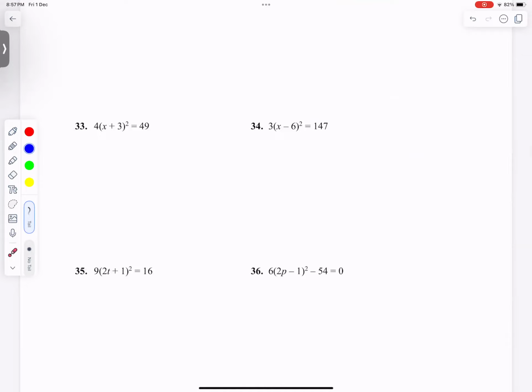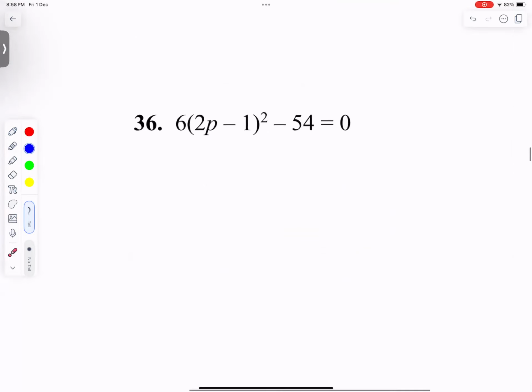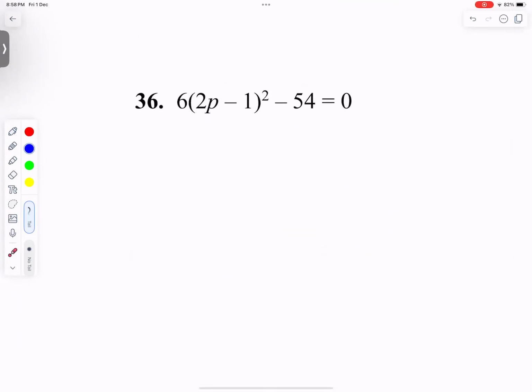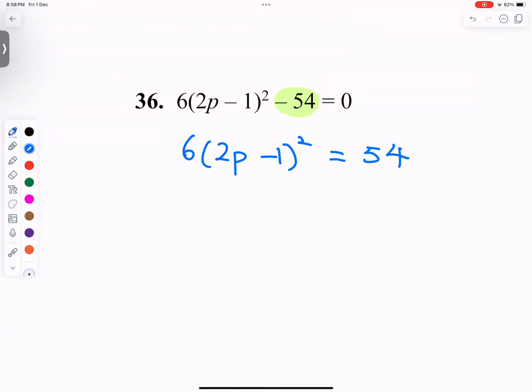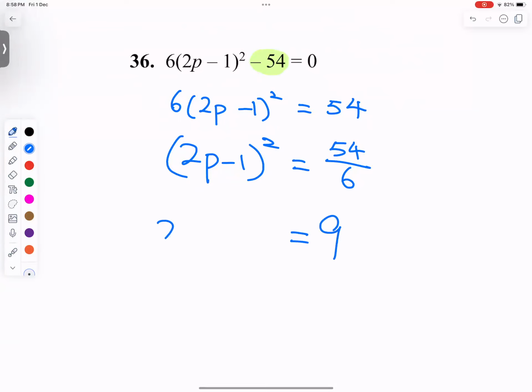Okay, let's try question 36. Oh, this one. It looks quite hard, but it's not that hard. Move the numbers that are not needed to the other side. You also have another number here, 6 is multiplied here. It goes to the other side. And then 54 divided by 6, you get 9.